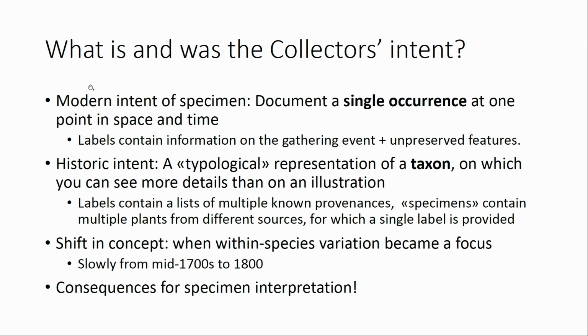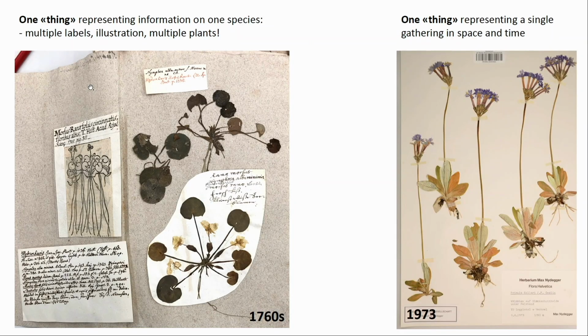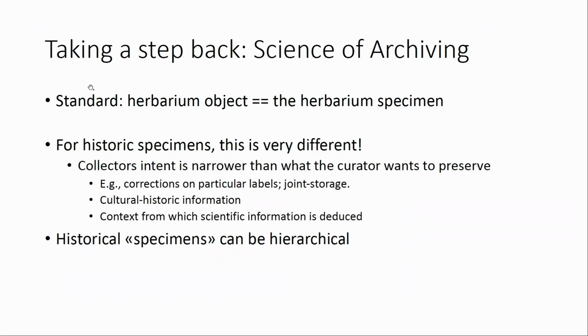So that means that the intent of that collection of items was different from how we now want to catalog these things. That means there are consequences for specimen interpretation. So this is the same thing again: one thing with multiple things, a hierarchical structure within the specimen, and one thing with no hierarchical structure. So the standard object and the herbarium specimen are the same, typically in collections, but not in the older ones. That's all I want to say.